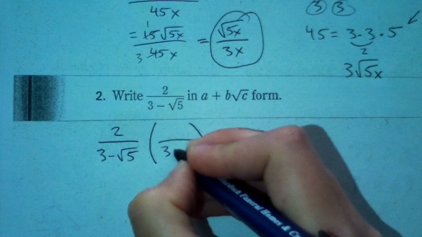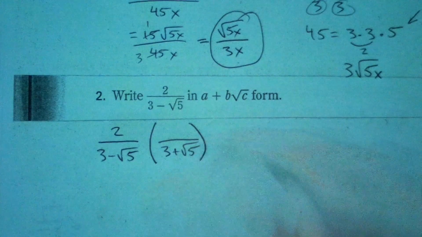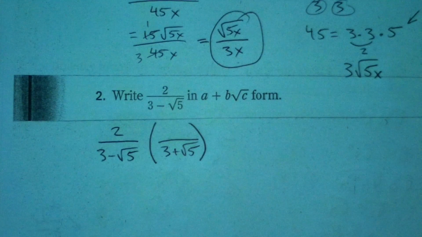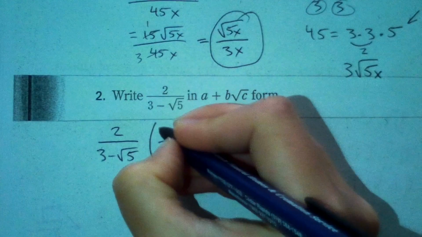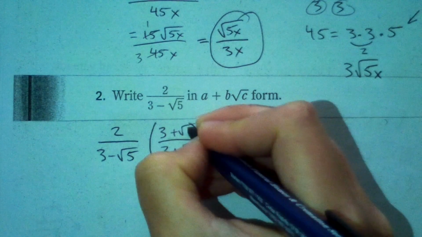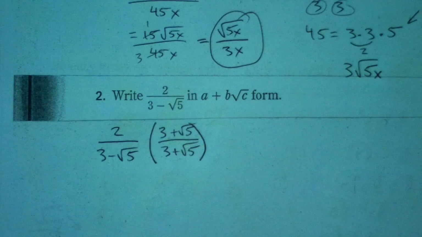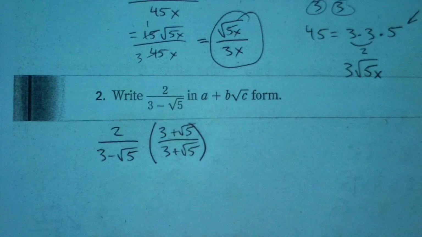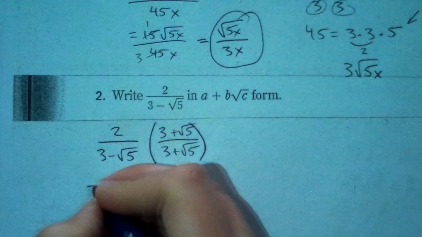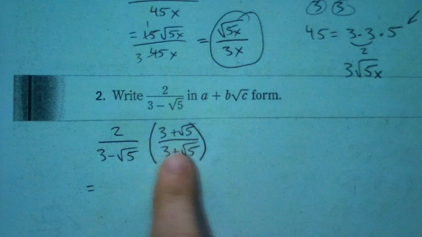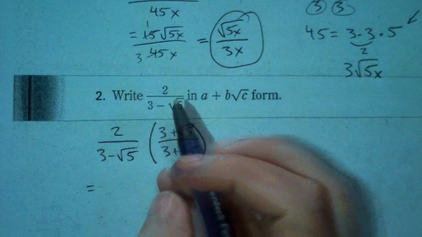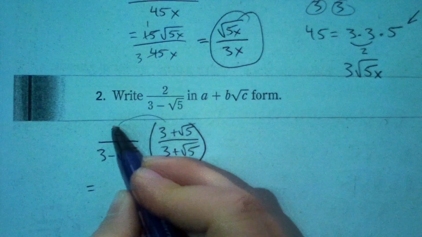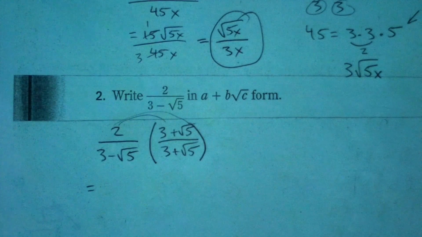So we would want to go like first times first, so 3 times 3 would be 9. Outside would be 3 times the square root of 5, so 3 times square root of 5. Inside would be negative square root of 5 times 3, so that would just be negative 3 times the square root of 5, or minus, either way. And then our last there would be negative square root of 5 times square root of 5, so you'd have negative because it's a negative times a positive.